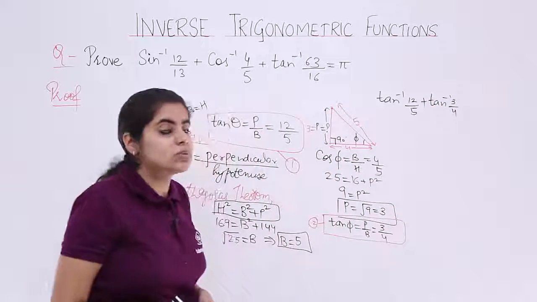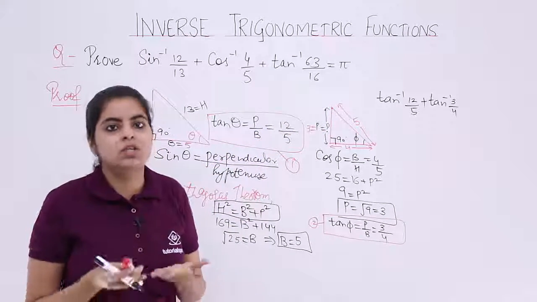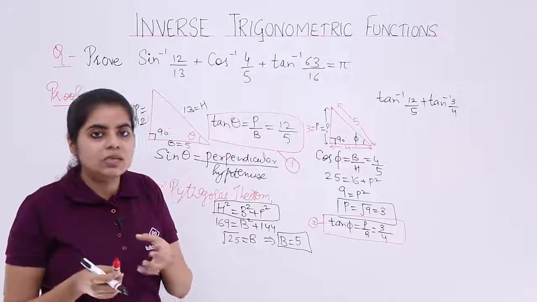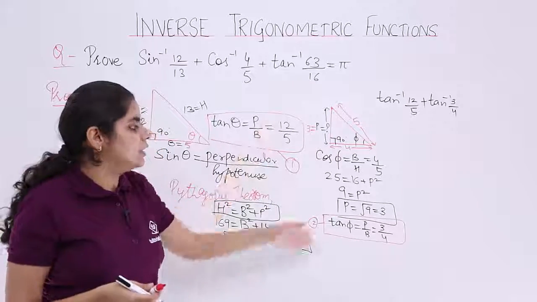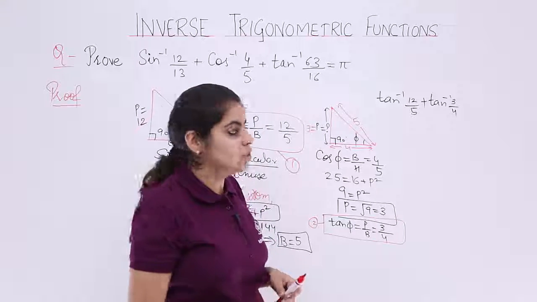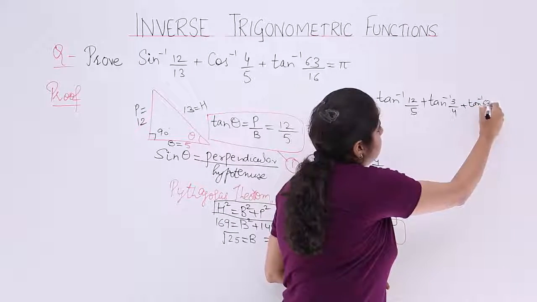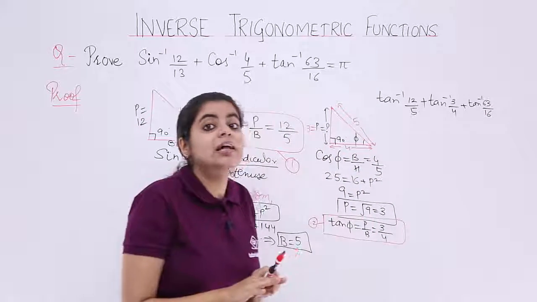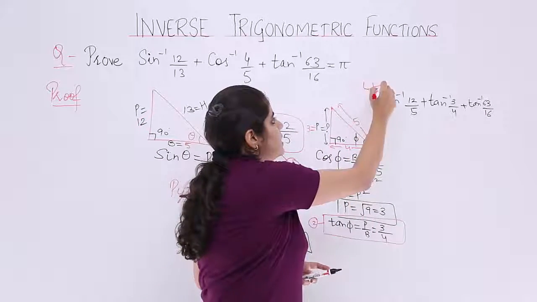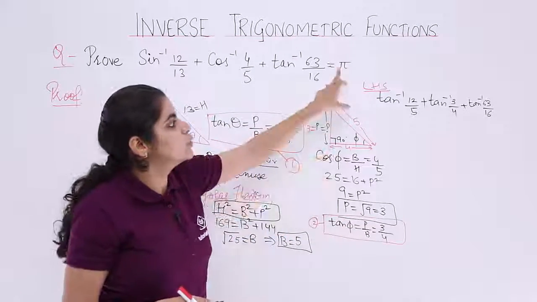And the third term is tan inverse 63 upon 16. Are we going to change this? No, because we need everything in tan inverse, and we have already done that. So it is tan inverse 63 upon 16. This is the left hand side of the question. Let's name it LHS. We are going to prove that it is equal to pi.